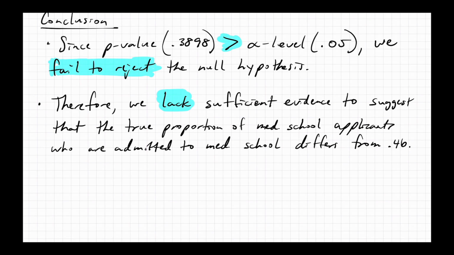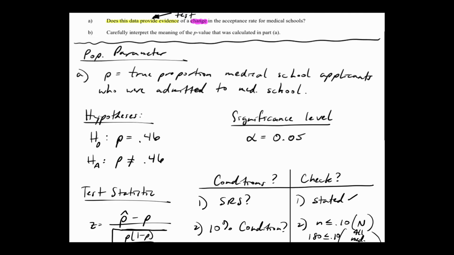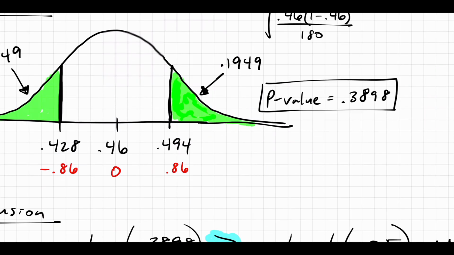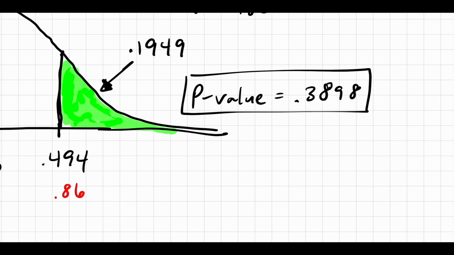Part B. But there was a part B, right? Part A was the test. So does this data provide? No, we don't have. Like I said, that's our conclusion. We don't have sufficient evidence to suggest that there's a change, that it differs. So B, carefully interpret the meaning of the p-value that was calculated in part A. Okay, so the p-value was right here, right? How do we interpret that guy? There's a sentence frame. I have a sentence frame for you.